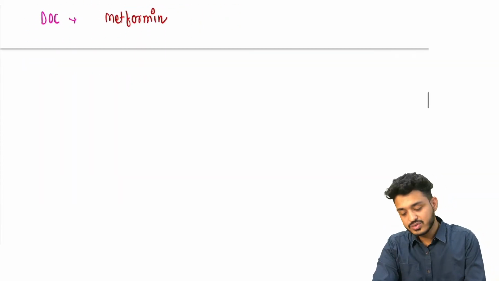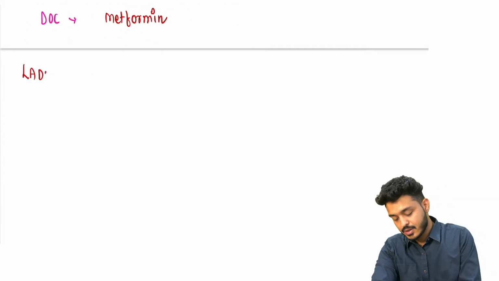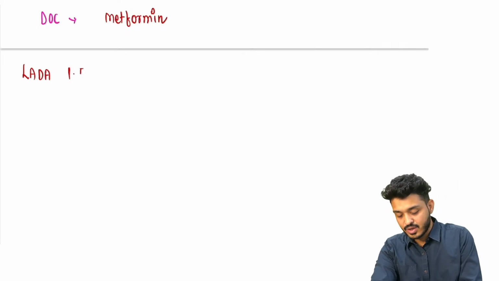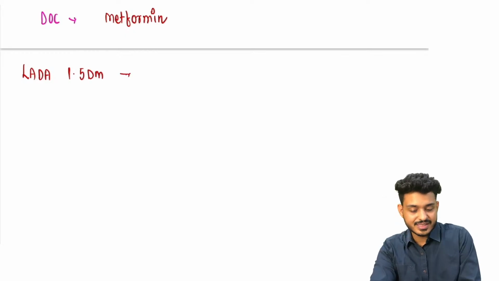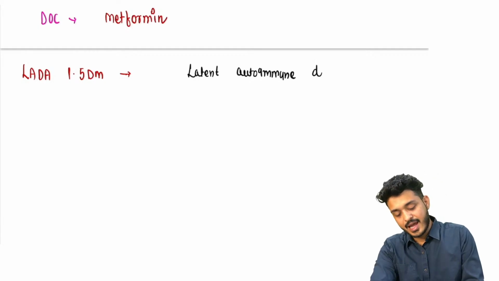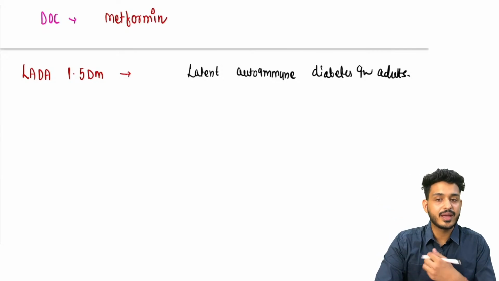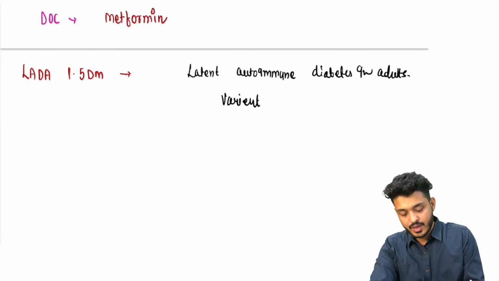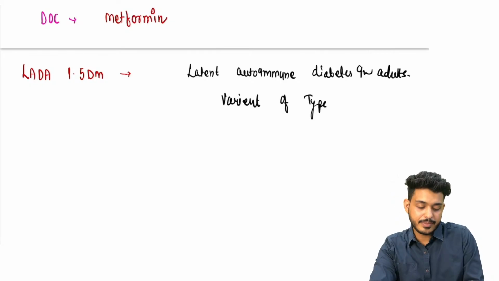Apart from that, we also have LADA. LADA is also known as diabetes mellitus 1.5. What is this? This is latent autoimmune diabetes in adults. Basically, it is a variant of type 2 diabetes mellitus.